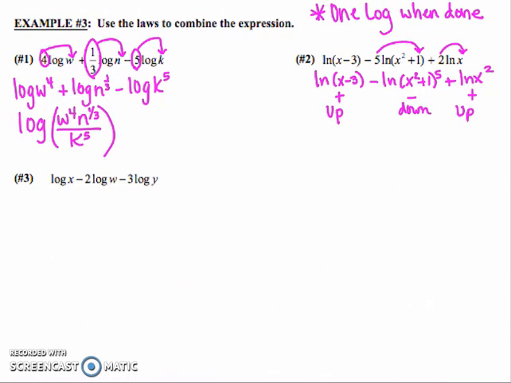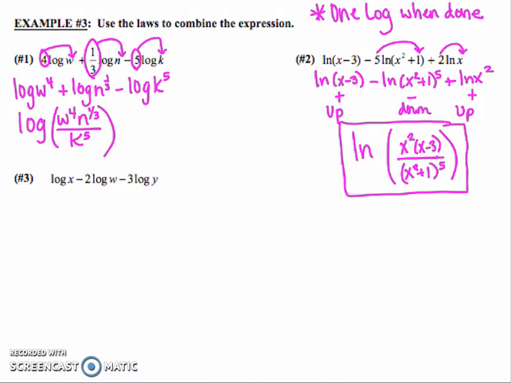We all have the same base here. It's all base e. So I'm going to go ahead and condense this down to one log right away. So we're going to have natural log, and we're going to have a quotient here. Upstairs, we're going to have the x squared and the x minus 3. It's multiplication, so order doesn't really matter. And then downstairs, we're going to have the x squared plus 1 quantity to the 5th power. And that is going to be my answer.